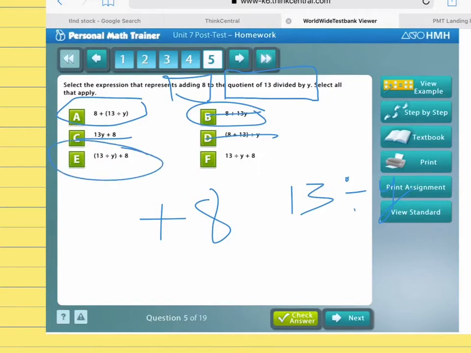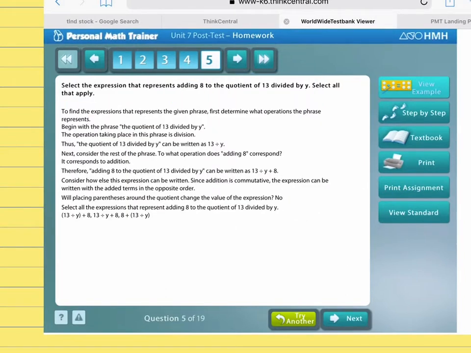And 13 divided by y plus 8, that one also works here, because of order of operations, you would do the division first. So it looks like we have 3 answers, A, E, and F. And so what are they saying here? They're saying, yep, those 3 answers we got all work. And those are the 3 answers that would work for this question.